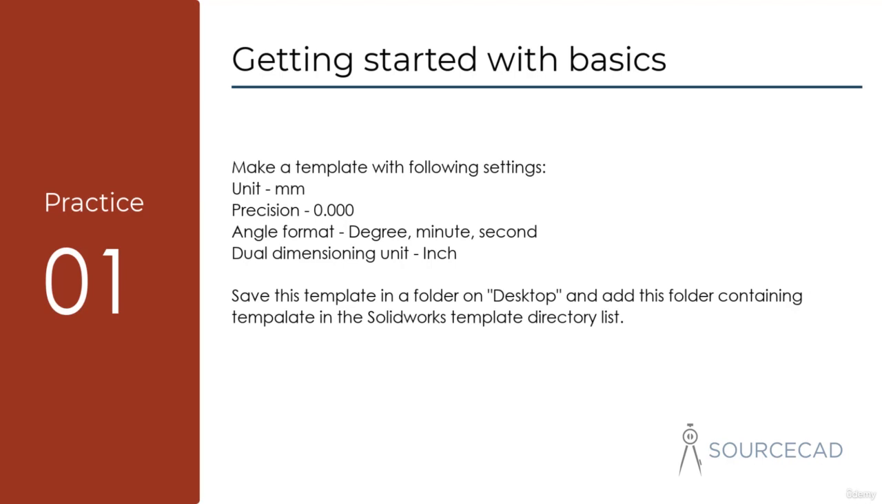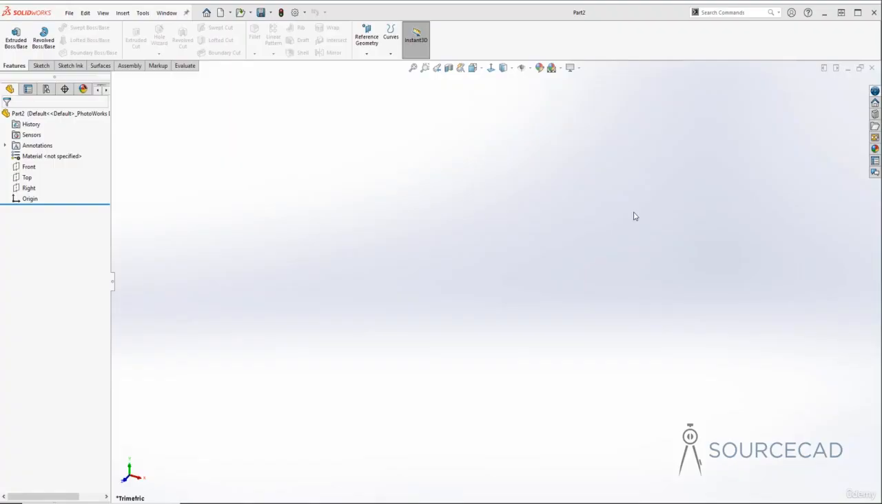So here is a practice exercise related to this module. You need to create a template with mm as the unit, 3 decimal places, angle as degree, minute, second, and the dual dimension as inch. So these are the 4 changes that you need to make. After that, save this template in a folder on desktop. You can name this folder anything, and also make sure that this template folder is added to the template directory of SolidWorks. Alright, so now let's begin this.